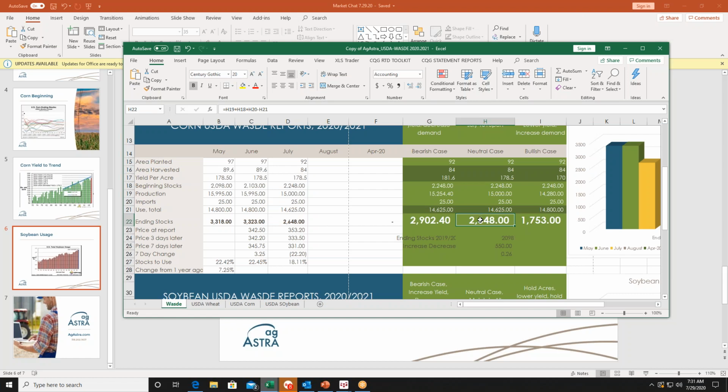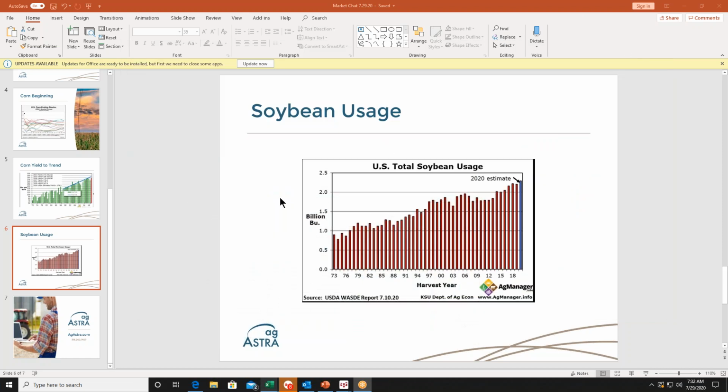Okay, so what I want to show you, and we're going to come back to this sheet in just a second, are two charts taken straight from Kansas State's Ag Manager. If you go to agmanager.info, you can pull these charts up too. Excellent resources, excellent tools. I highly recommend everybody take a visit there from time to time because they've got great stuff.